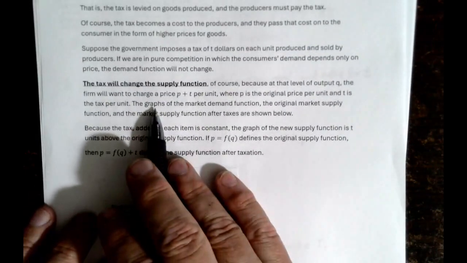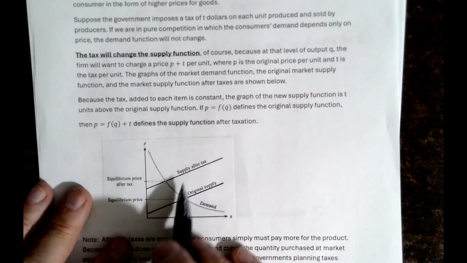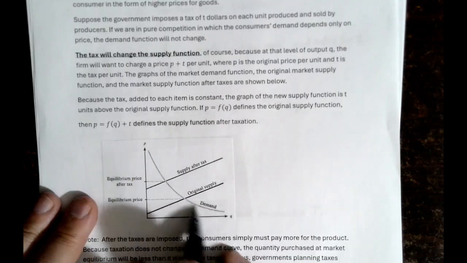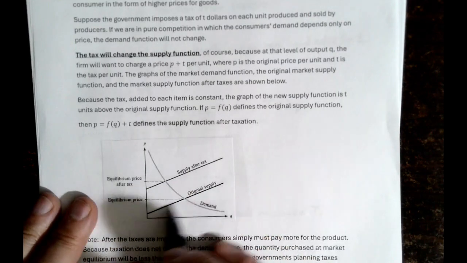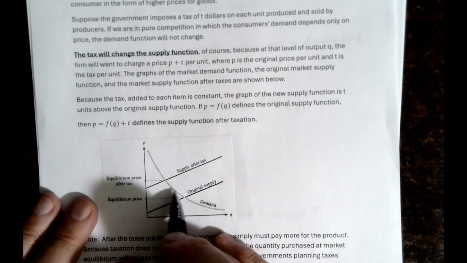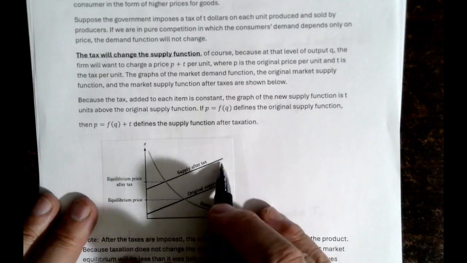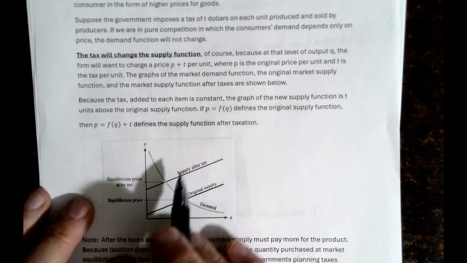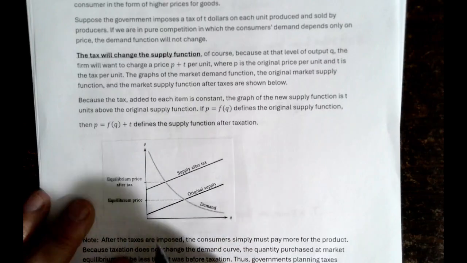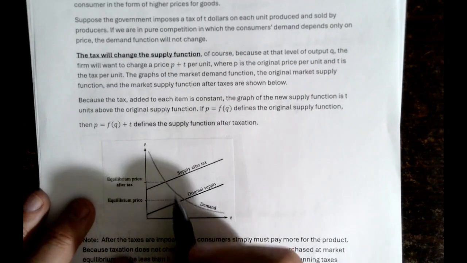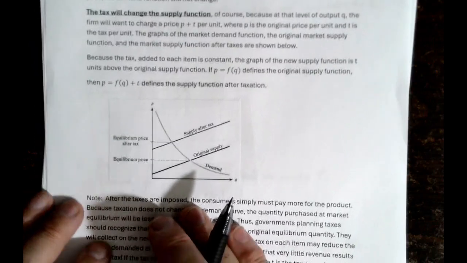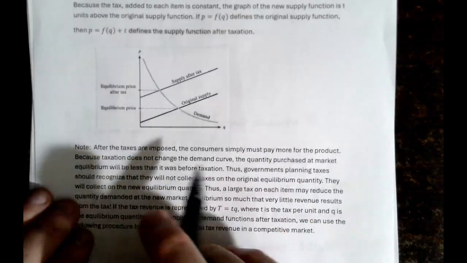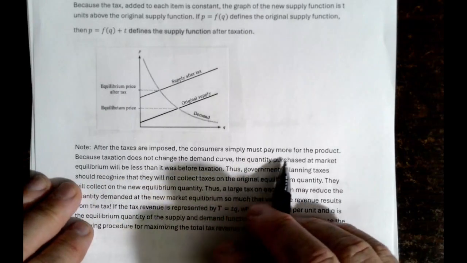All right, so the graph of the market demand function, the original market supply function, and the market supply function after tax are shown. So here's your demand function. Here's your original supply function, but when you add the tax, your new supply function is this. Now because the tax added to each item is a constant, the graph of the new supply function is T units above the original one. So each point here is hiked up by T units. All right, so P equals the original supply plus T. Note, after taxes are imposed, the consumers simply must pay more for the product.